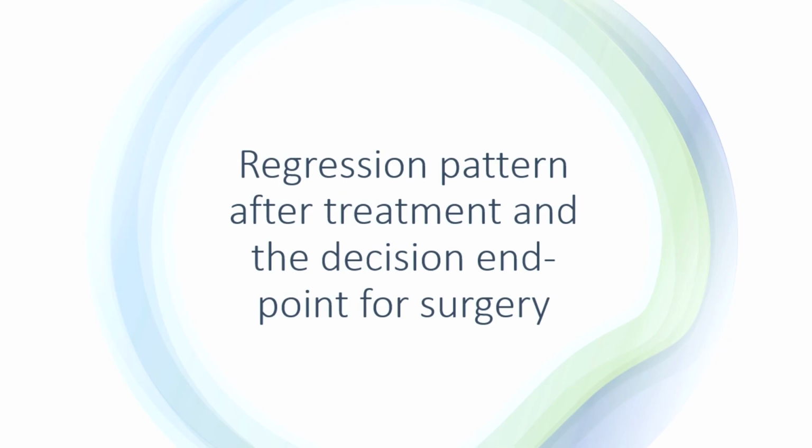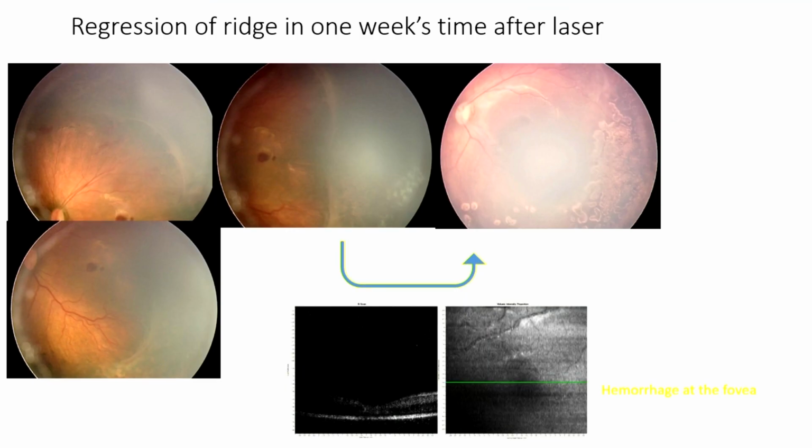Now I'll show a few clinical slides. You can see the actual effect of laser. This is before laser. You can see the ridge, foveal hemorrhages, retinal hemorrhages. And from here, it goes to this. You can see how fast the whole thing regresses. There's nothing left. The tissues are involuted. That's the magic of laser.